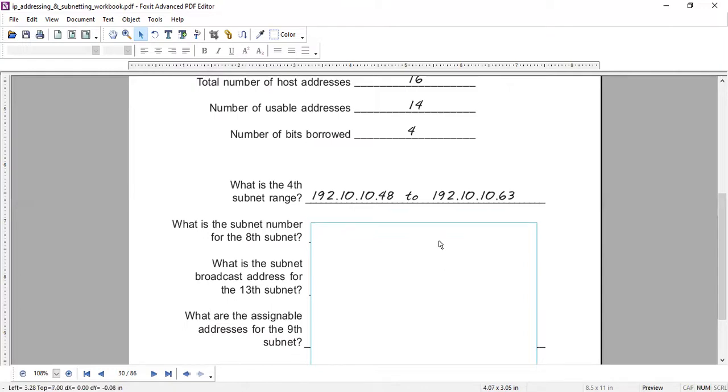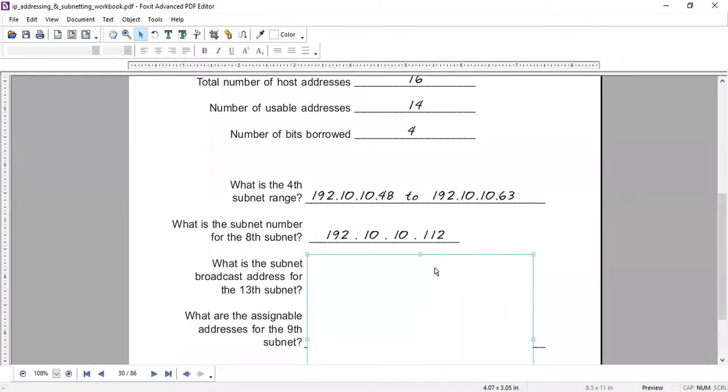Yes, sir. Okay, then the 8th subnet. That is the network address, 192.10.10.112. Sir, the subnet number means the network address. That's why I told you, it is a different name for the network address. Then what is the subnet broadcast address? It is the last address of that 13th subnet, 192.10.10.207.